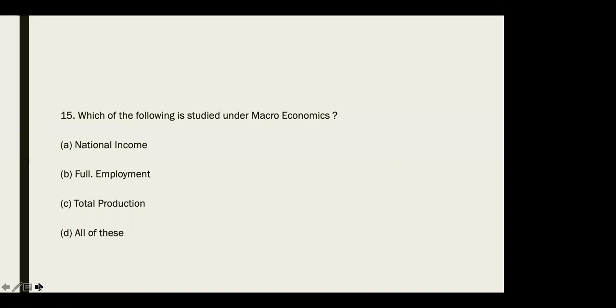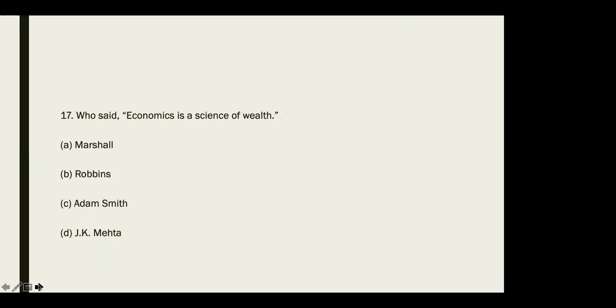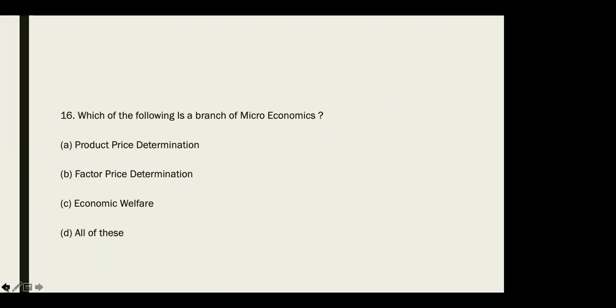Which of the following is studied under macroeconomics? National income, yes. Full employment, yes. Total production, yes. So we study all of these. Which of the following is a branch of microeconomics? Product determination, price determination, and economic welfare. Yes, the option is all of these. I haven't marked it here.